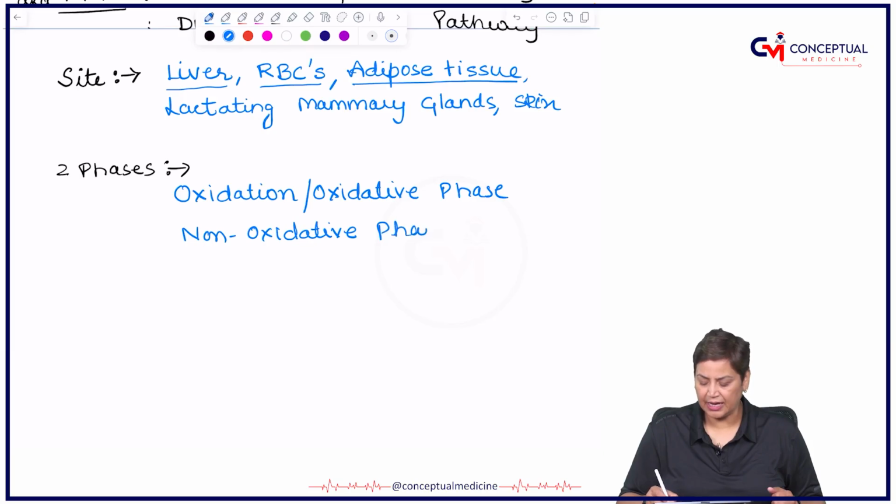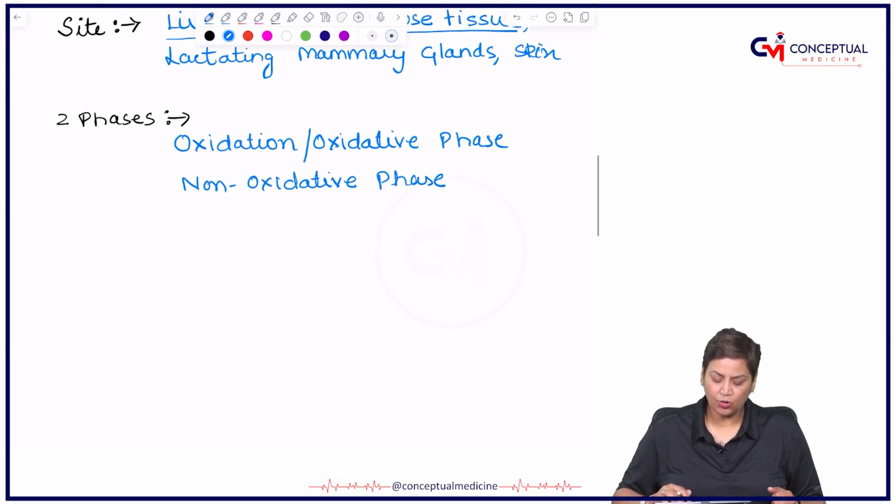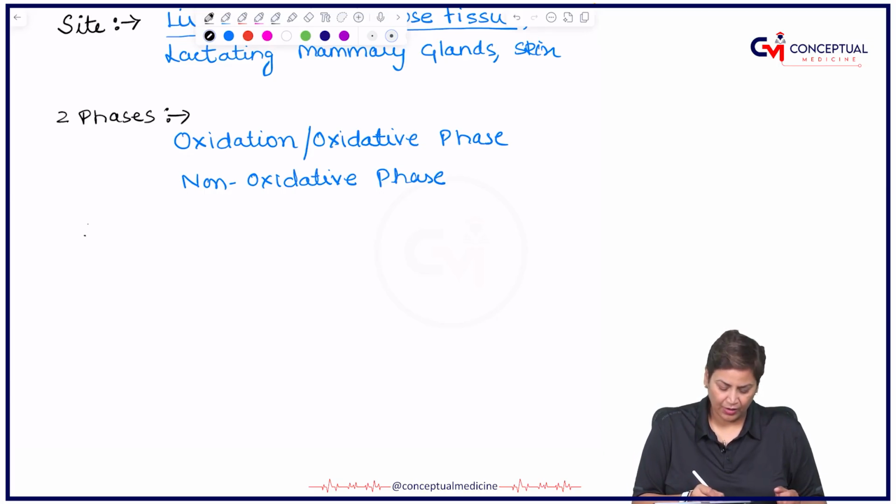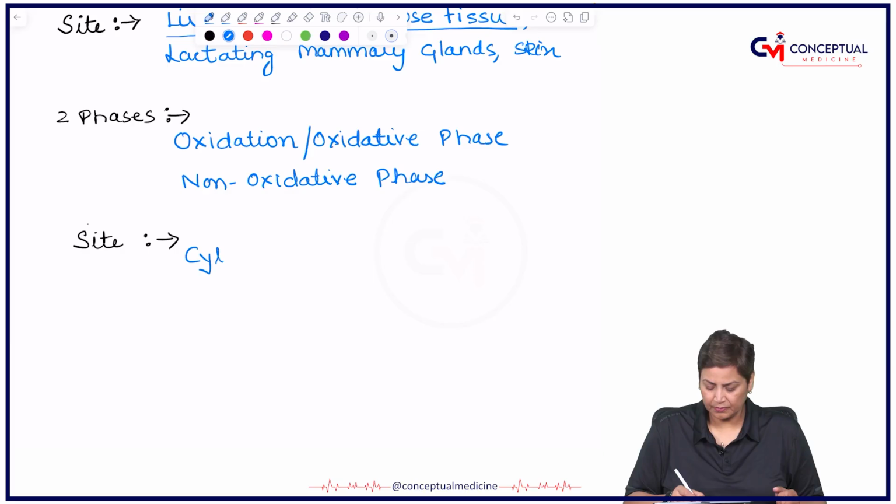Then the question is, the phases are done, so what is the site and what type of process is this? So always remember, if we talk about the site, it occurs in the cytosol and it is an anabolic process. So I can just write, site means organelle is the cytoplasm. Very, very important again, and it's an anabolic process.